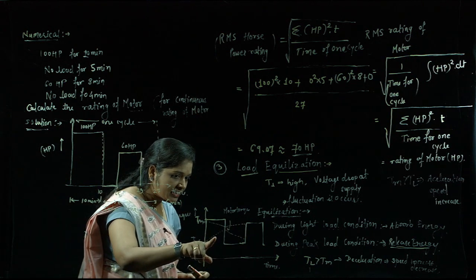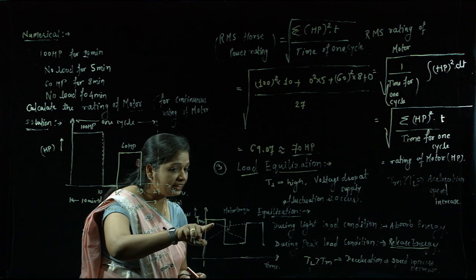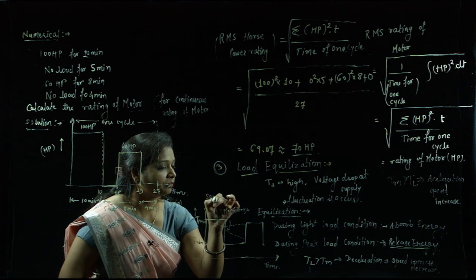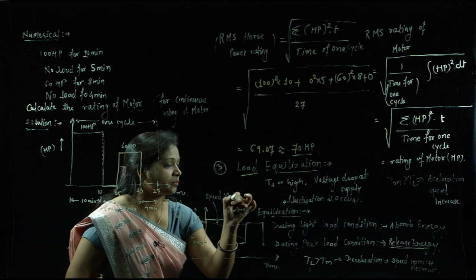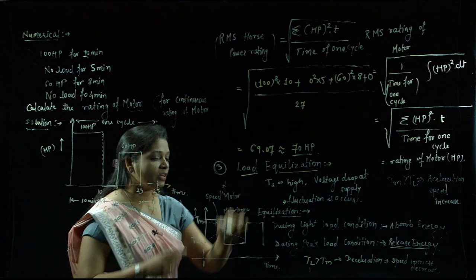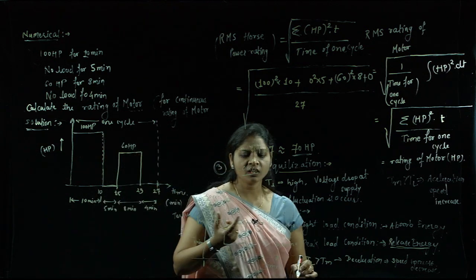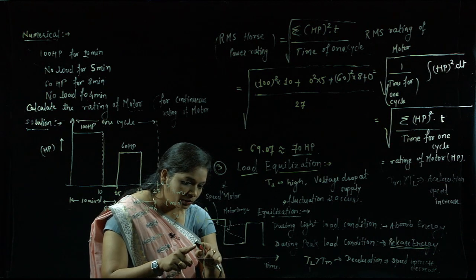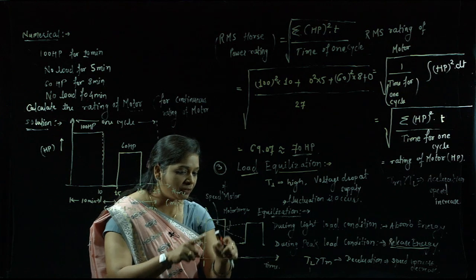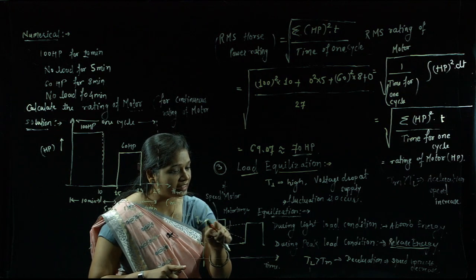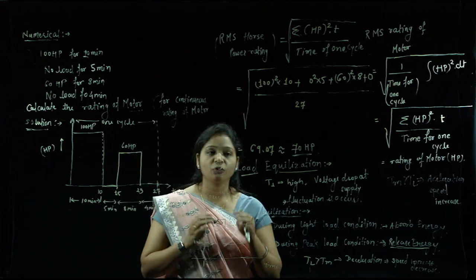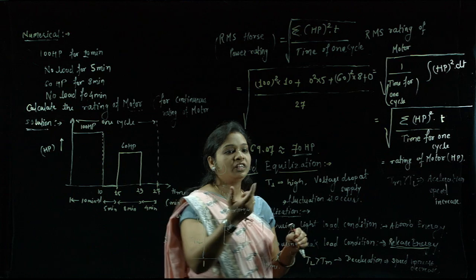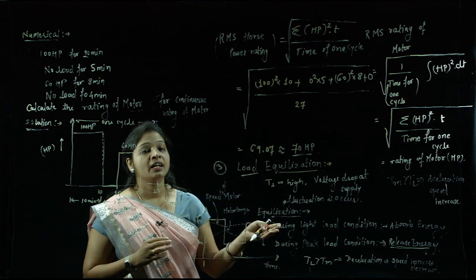So this line indicates the motor torque, and this line indicates the speed of the motor. So in this way, we can also understand the load equalization. During this period, the peak torque and speed will decrease. When a flywheel is attached to the motor shaft, then smoothly, or we can say the fluctuation will be reduced and load equalization will be done by using the flywheel.